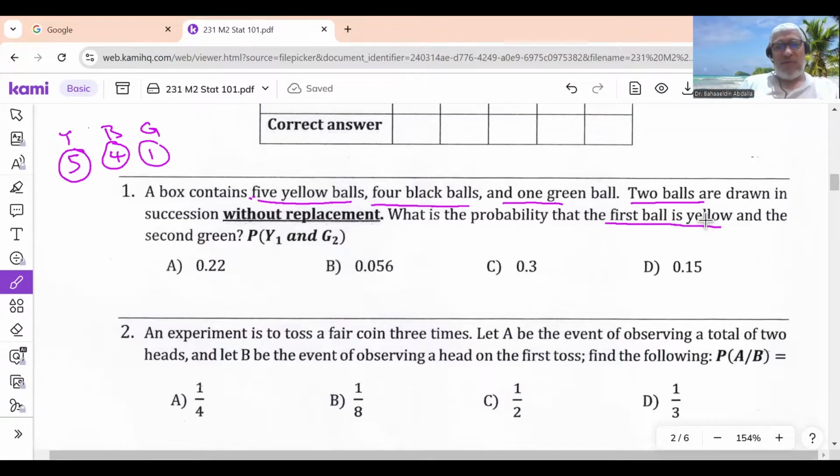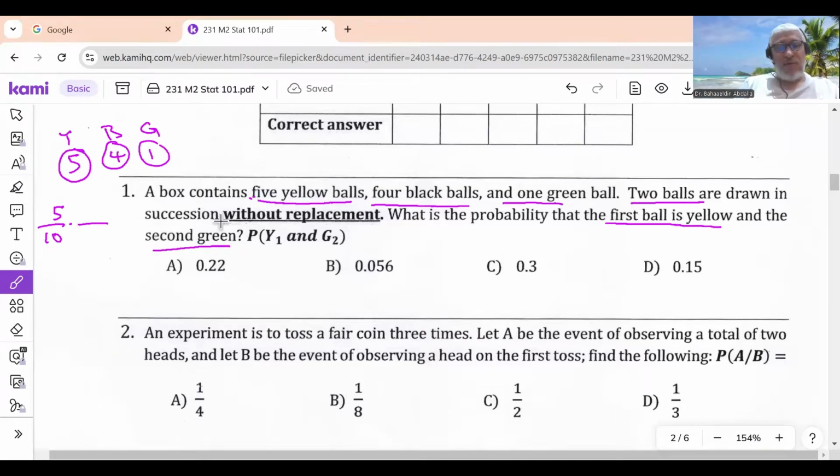Now you have 10 balls, 5 of them are yellow. What is the probability that you select a yellow ball? 5 out of 10. So this is the probability that the first ball is yellow. And when we say "and", it is multiplication. So the probability that the first ball is yellow times the probability that the second is green.